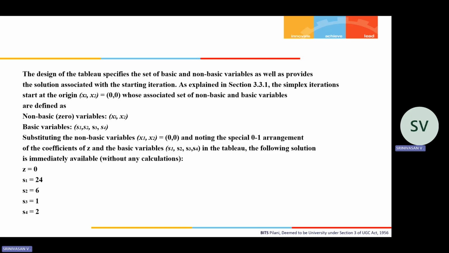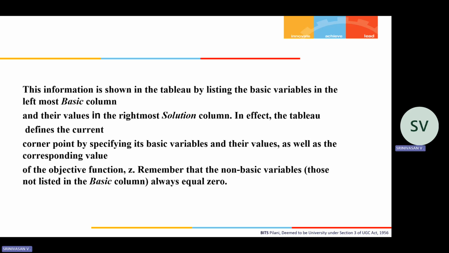Okay, right. The same thing is there. So basically, when x1, x2 equal 0, 0, the z value is 0, and s1 is 24, s2 is 6, s3 is 1, s4 is 2. This is called the initialization, or initial simplex table. Then the same thing: this information is shown in the table by listing the basic variables in the leftmost basic column and their values in the rightmost solution column, the constants. In effect, the tableau defines the current corner point by specifying its basic variables and their values, as well as the corresponding value of the objective function.